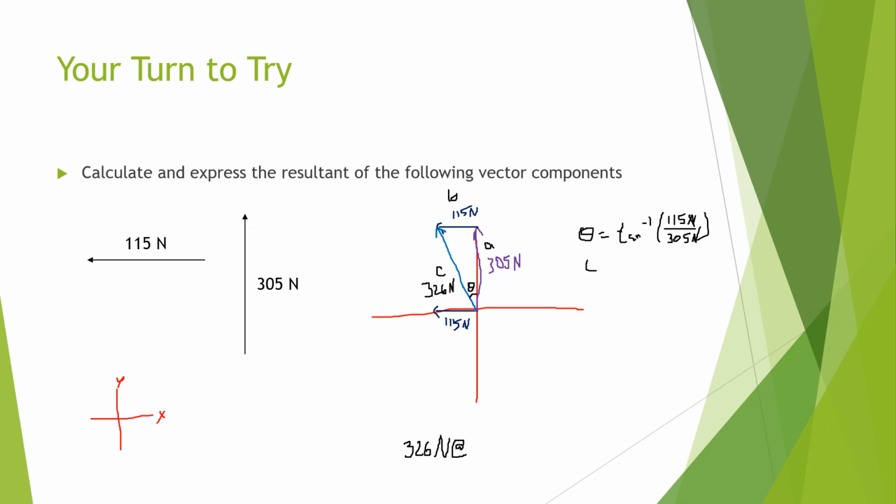So theta equals 21 degrees. So my vector, as I express it, is 326 newtons at 21 degrees. And based on my drawing, it is left of the positive y-axis. So when I report this, I would say it's 326 newtons at 21 degrees left of the positive y-axis. Good luck. If you have any questions, feel free to reach out.